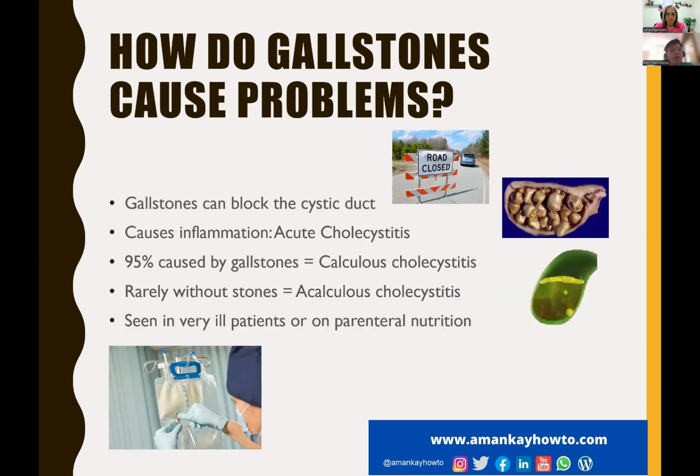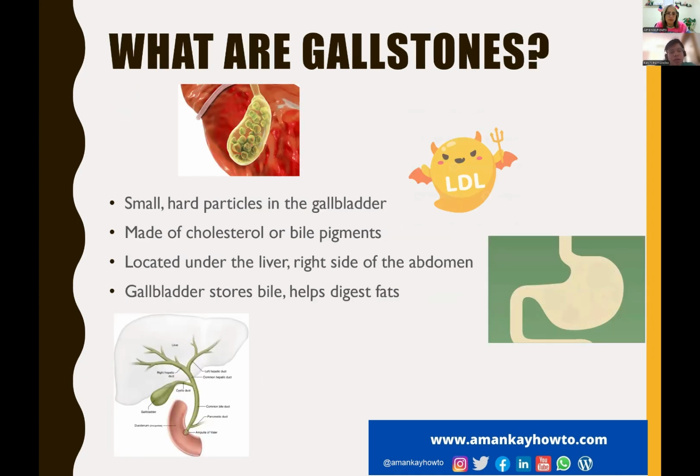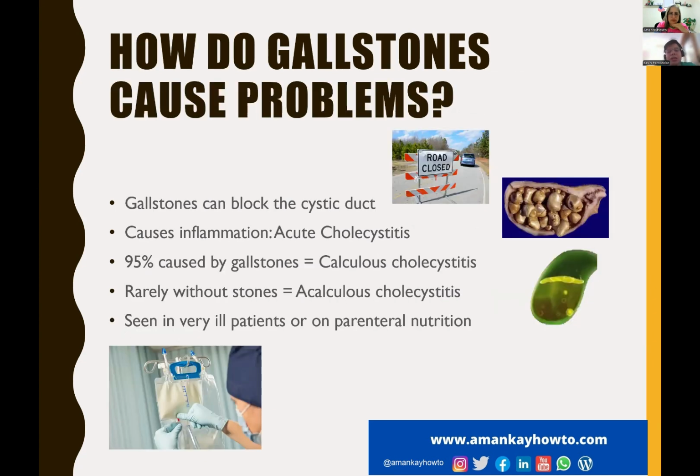Okay, and how do gallstones cause problems? A gallstone can block the cystic duct. Let me share this presentation again. This is the gallbladder and this is the cystic duct. It is directly in juxtaposition to the gallbladder, so the gallbladder drains directly into the cystic duct. So when a gallstone blocks the cystic duct, it stops the gallbladder from draining properly.